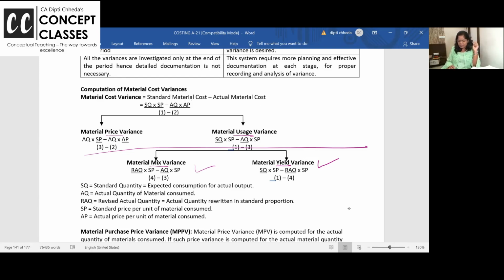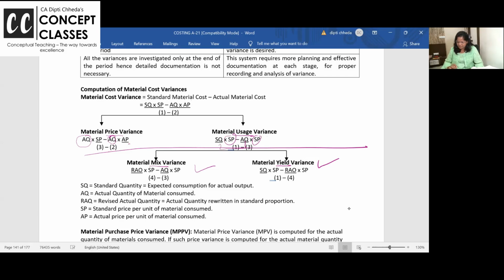Cost is standard quantity into standard price, actual quantity into actual price. If the difference is in price, take actual quantity common. Standard price minus actual price. I hope you are getting it. AQ is actual quantity, take it common, standard price minus actual price. Material usage variance: take standard price common, standard quantity minus actual quantity.